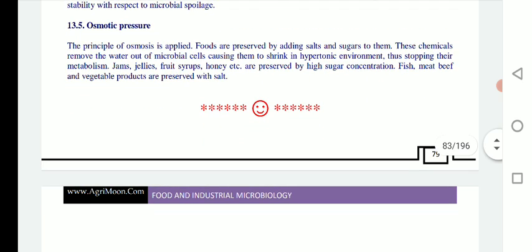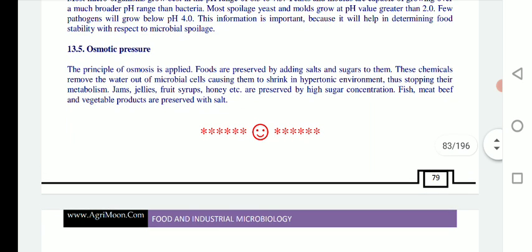are preserved at higher sugar concentration, and fish, meat and vegetables are preserved with salt. So this is again a common practice of keeping food for a longer time. By maintaining osmotic pressure, by adding salts as well as sugars, we can keep food for a longer time. This is how physical processes are used for preservation of food.